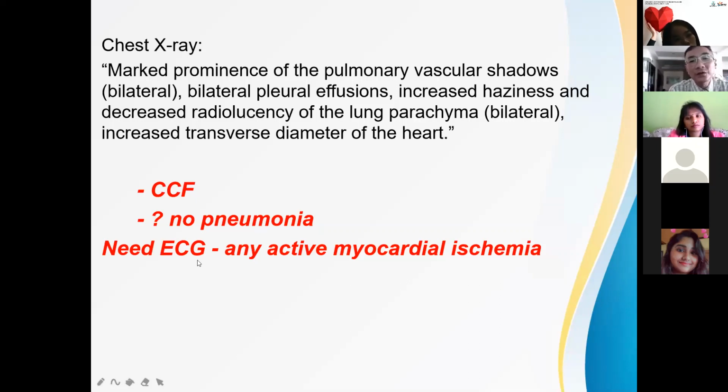So you also need an ECG, and you need to know whether there's myocardial ischemia.